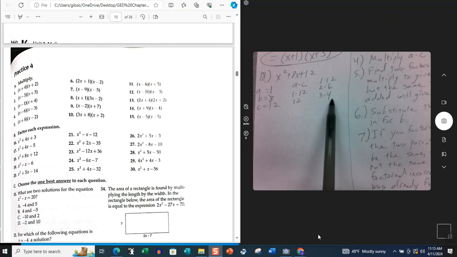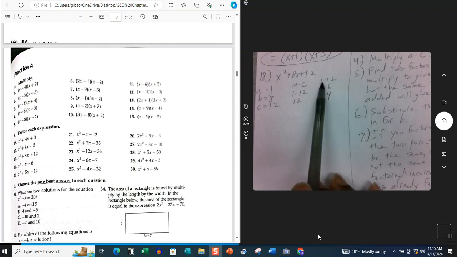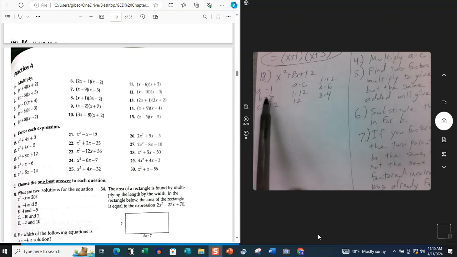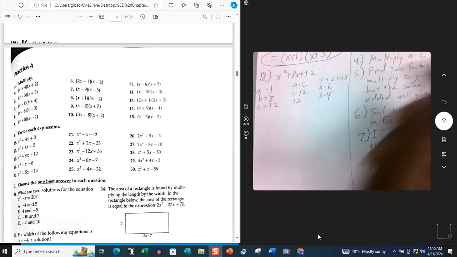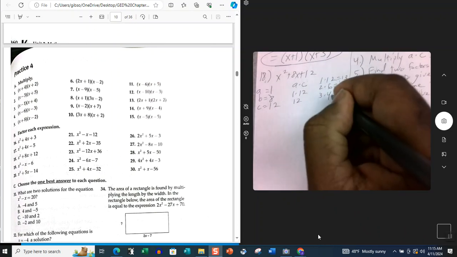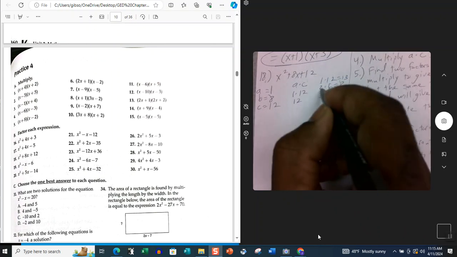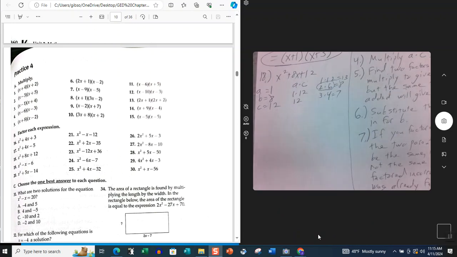And I will explain to you later why it's important to have a specific order. Okay, now these are all the factors of 12. So we know all of these multiplied is 12, but added together they have to equal 8 here. So 1 plus 12 is 13, 2 plus 6 is 8, and 3 plus 4 is 7. So we know we'll use 2 and 6.